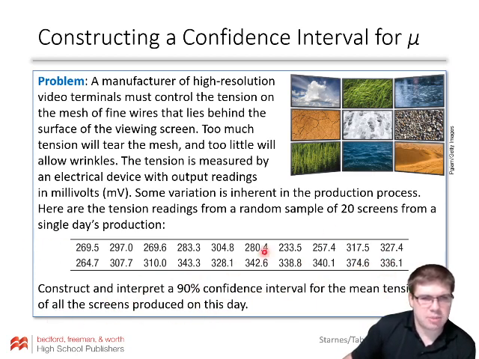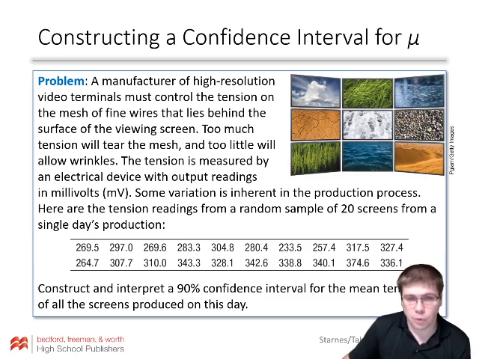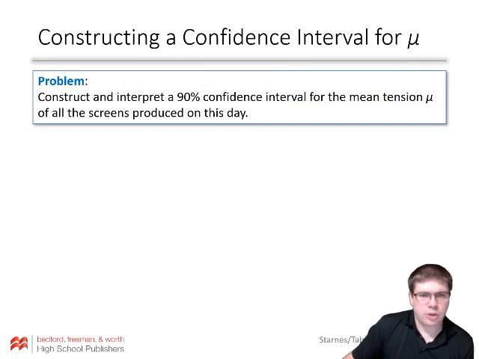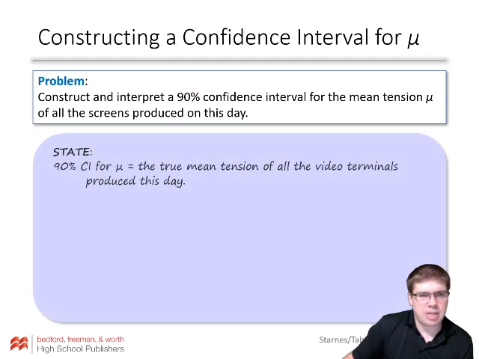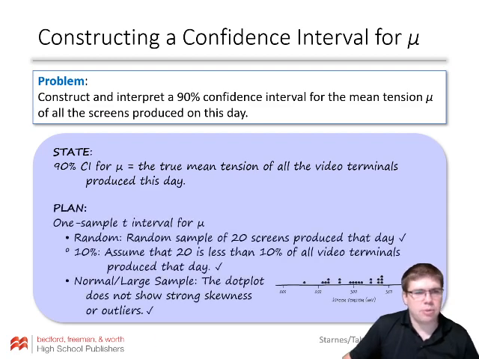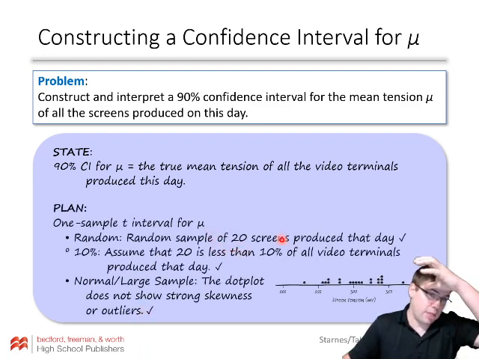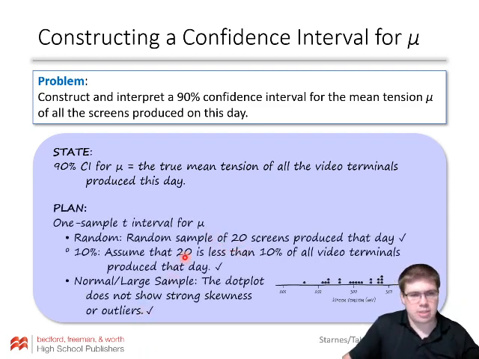And so this is our random sample of 20. We're going to do the full process again. I'm going to kind of fly through it because I just want to point out the differences. So we need to state we are going to do a 90% confidence interval for mu, the mean tension of all the screens that day. Then our plan step. This is still a one sample t interval for mu. We've got a random sample of 20. Our 10% condition, we're going to assume that 20 is less than 10% of all video terminals produced that way.